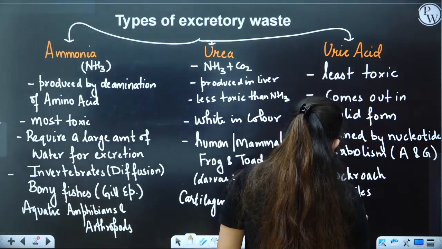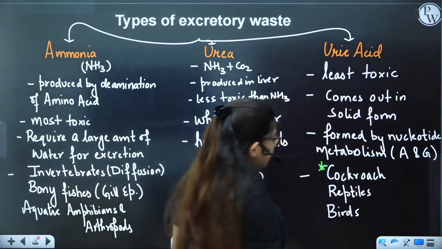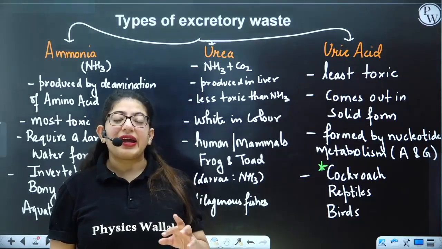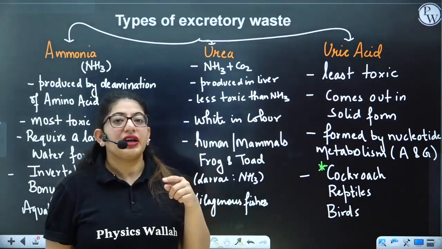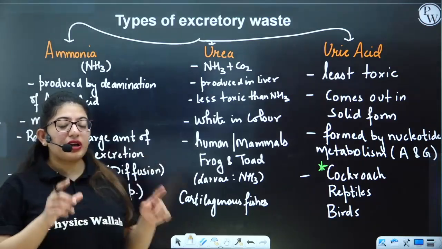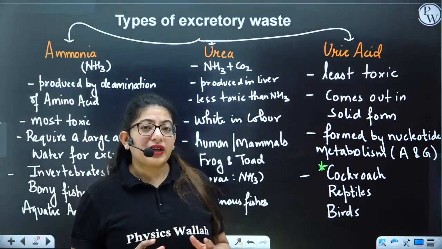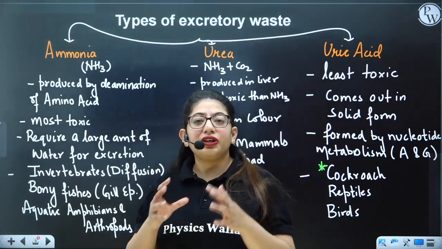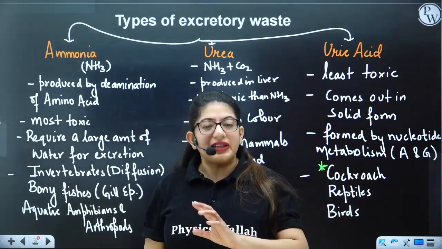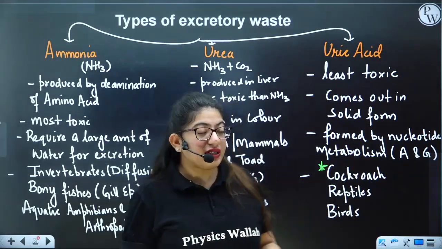So one thing in common between reptiles and birds is that they both are egg-laying, and both their eggs have a shell on them. Yes, the amphibians are also egg-laying, and the fishes are also egg-laying, but their eggs do not have a shell. So all those organisms which have shelled eggs usually excrete uric acid. Why? Because uric acid is least toxic.